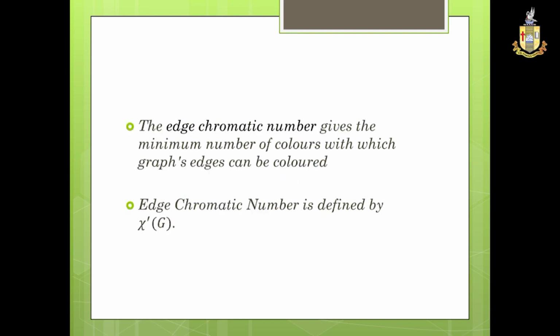Then next we are moving to the edge chromatic number. Usually the edge chromatic number is denoted by chi dash of G, and it is defined as the cardinality of the minimum edge coloring. That is, the minimum number of colors needed to color the edges of the graph is called the edge chromatic number, and it is usually denoted by chi dash of G. We all know that the vertex chromatic number is denoted by chi of G.